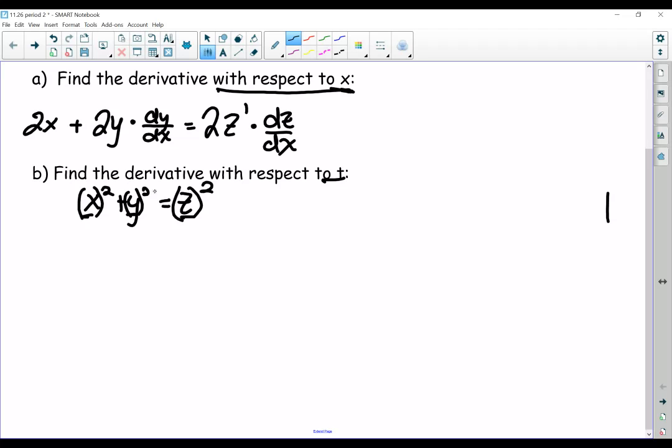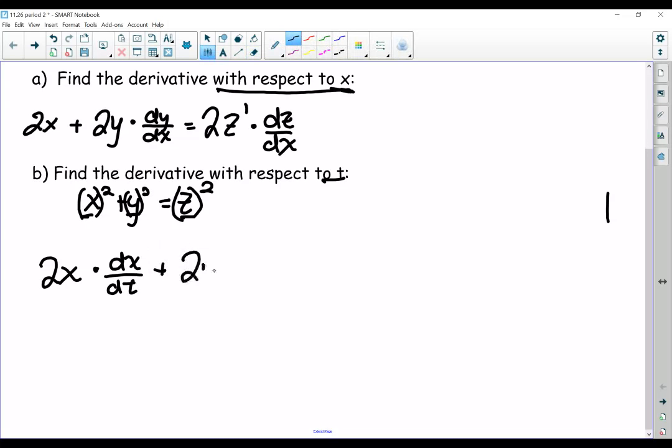And so when I take the derivative of each piece, since it's implicit, I'm going to end up using chain rule for every single part. It's going to be 2x to the first times the derivative of x, which if x is a function of time, its derivative would be dx/dt, the rate of x with respect to time. I almost wrote dx/dx. I'm just going to erase that real fast.